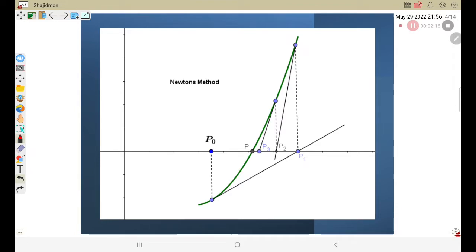Here we are given one graph. This is the solution of the graph, that means the point touching the x-axis. This is the solution. So how do we find this solution? By using Newton's method. This is the question we are doing.